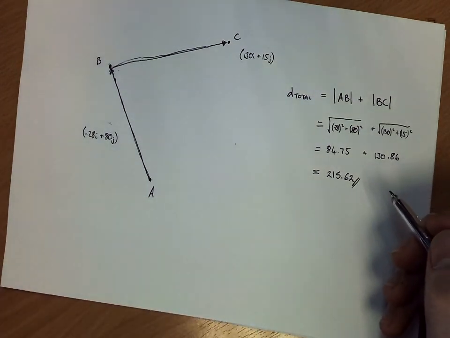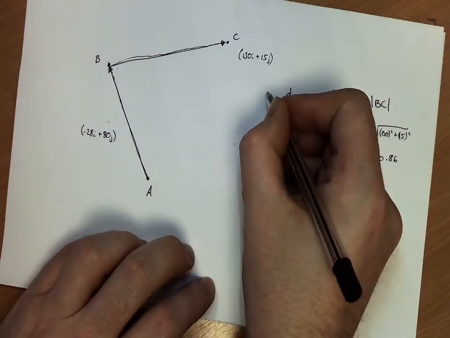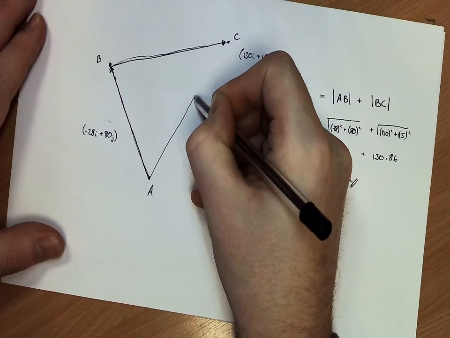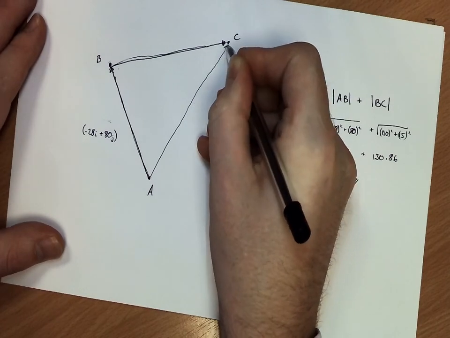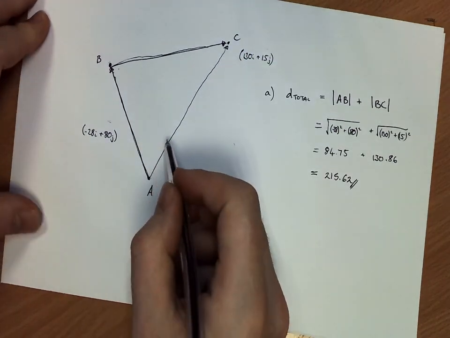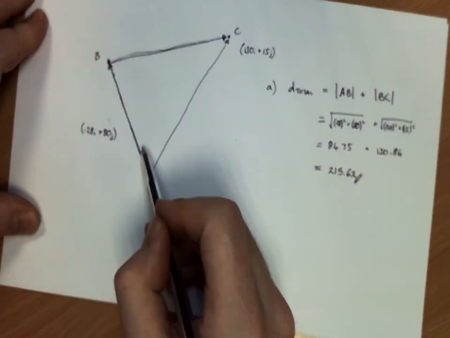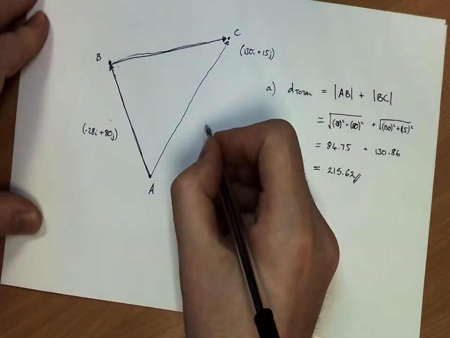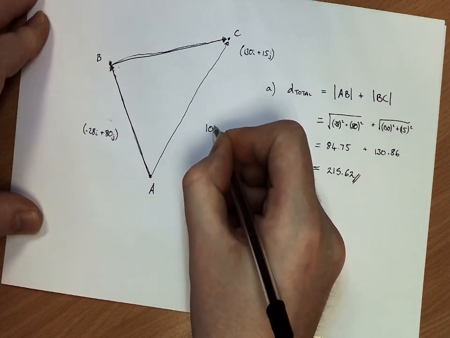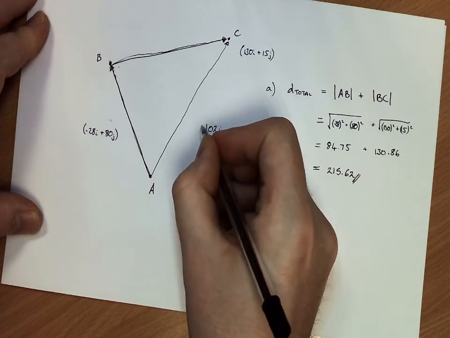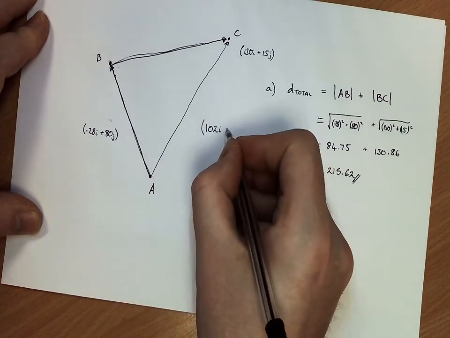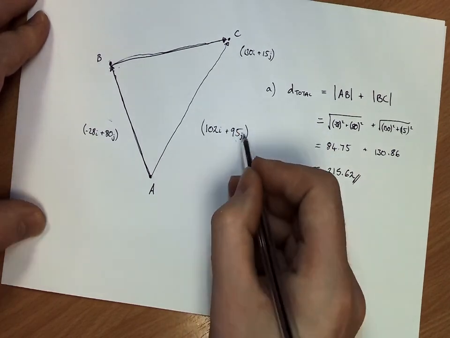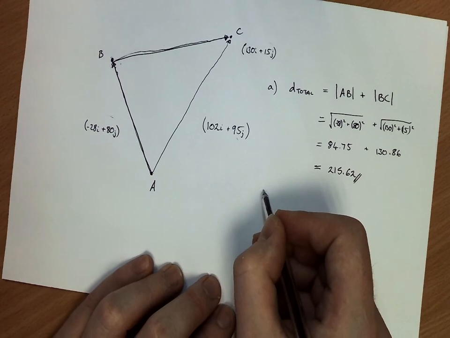Okay, the next question is actually asking you about vector AC. So it is now a question about this vector. The first thing I'm going to do is work out this vector. All I'm going to do is say this vector is this one plus this one. So minus 28 plus 130 gives me 102, plus 80 plus 15 is plus 95j. So the vector AC is 102i plus 95j.